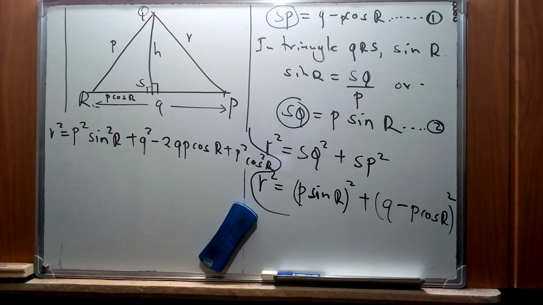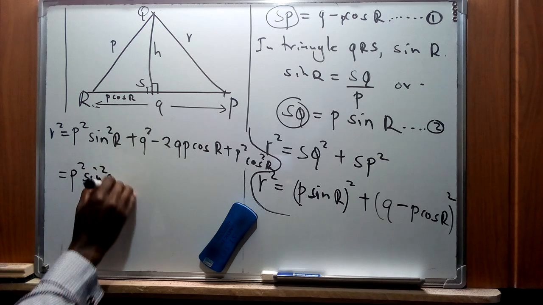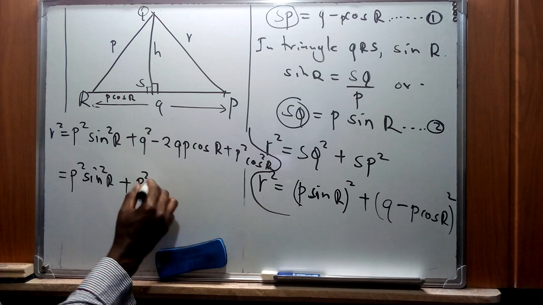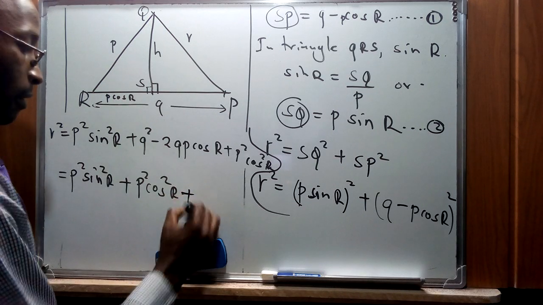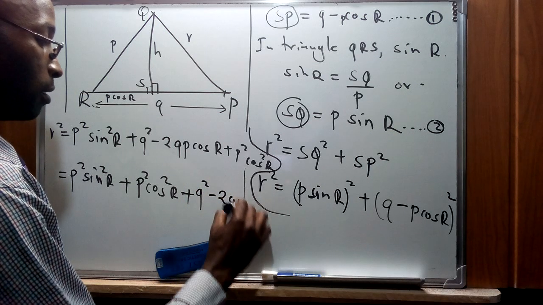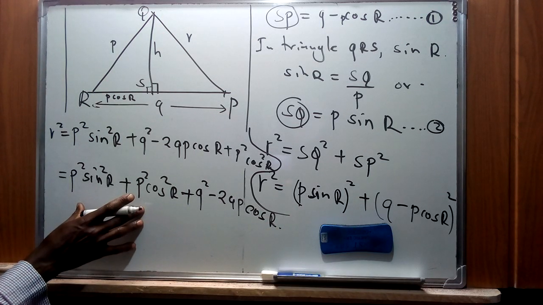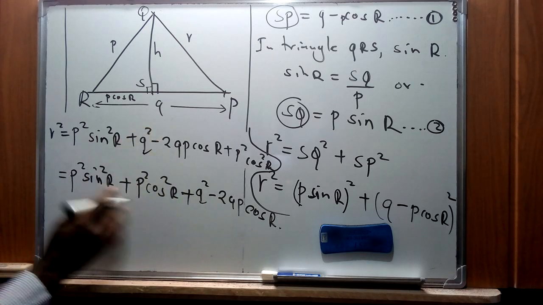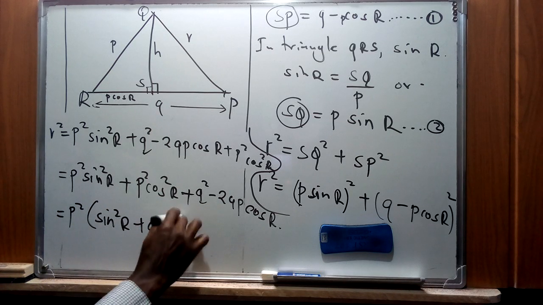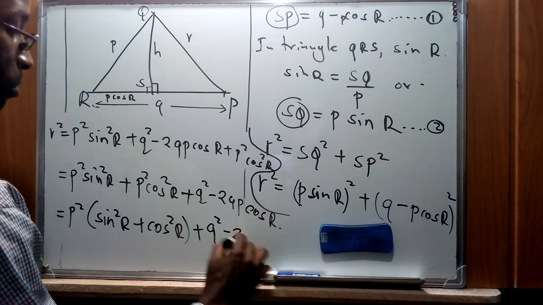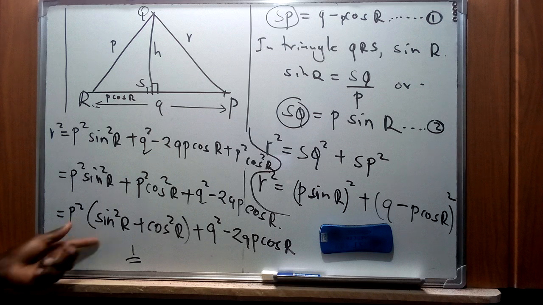I'm going to rearrange this formula and put some of the terms together, whereby we will have P squared sine squared R plus P squared cosine squared R, and then plus Q squared minus 2QP the cosine of R. If we look at this formula, we can factor out P squared, and then we have sine squared R plus cosine squared R, plus Q squared minus 2QP the cosine of R. This is an identity from trigonometric identities, and it represents 1.